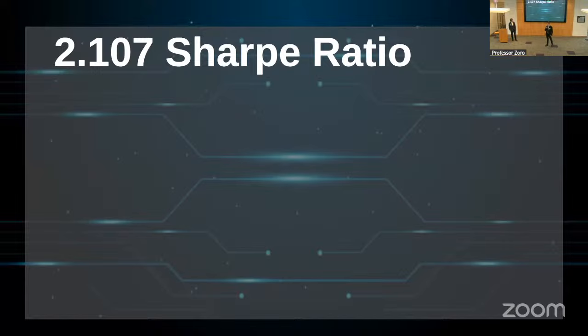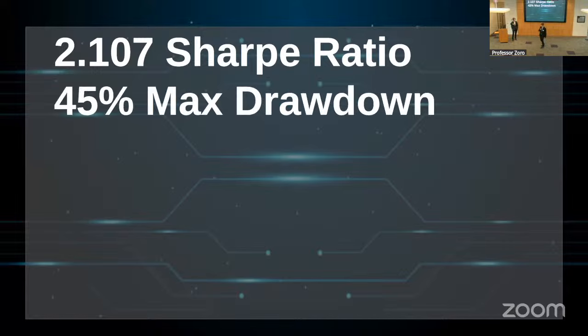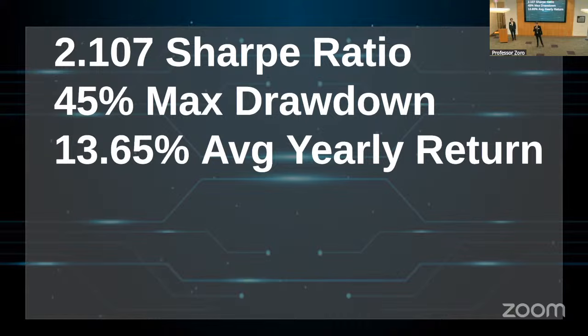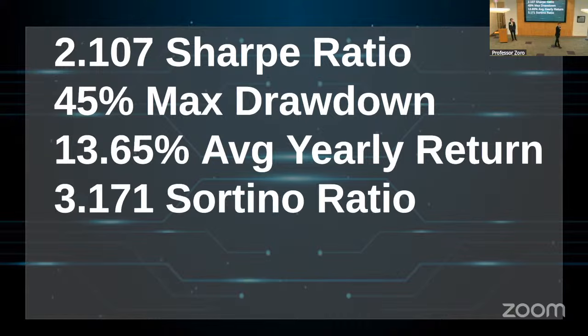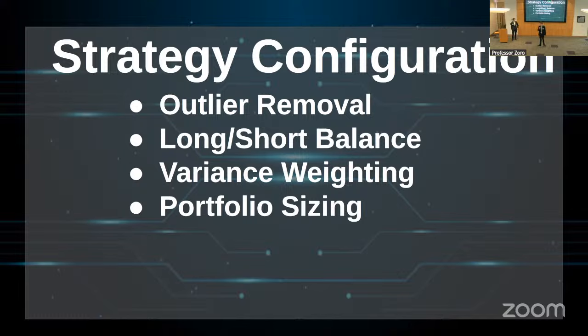It's got a 2.1 Sharpe, but it's got a 45% max drawdown, 13.65% average yearly return, not too bad, and a 3.17 Sortino. Basically, our Sortino is saying that for every 1 unit of negative variance, we can expect 3.1 units of positive return, which is not too bad, but again, with a 45% max drawdown, it gets a bit tough. We could change these things, but if we change them, we're changing our risk-return balance.